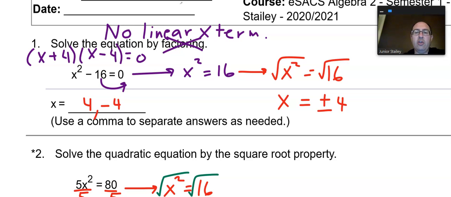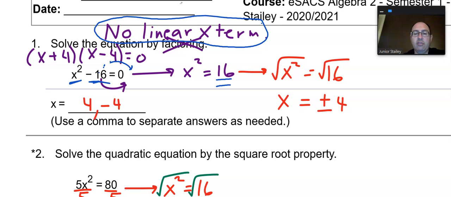When there is no linear term, right? There's no linear x term. It's just a squared term and a constant term like that. We can simply move it to the other side, right? Giving us x squared equals 16. And then we can take that square root as evidenced here.